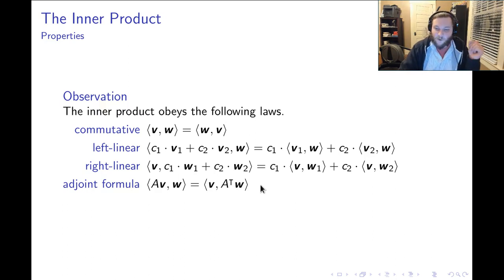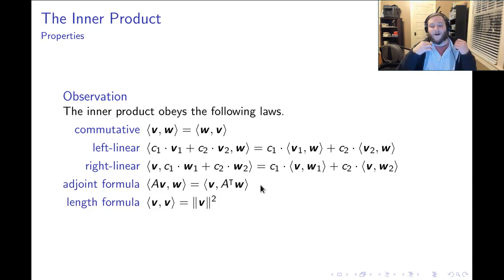This is kind of a cool formula. The way I like to think about this is that if you have a matrix inside of an inner product, the matrix can bounce back and forth to either side, but every time you move it from one side to another, you have to transpose. So that's a cool property.